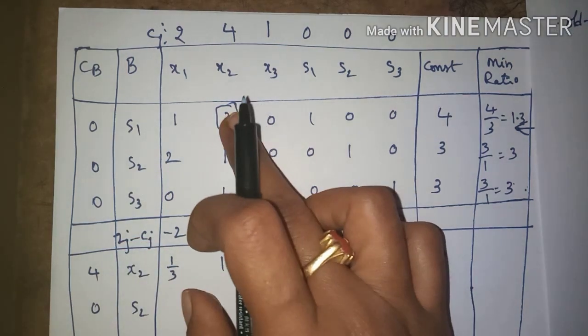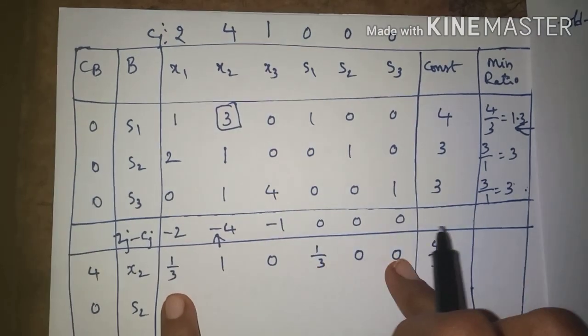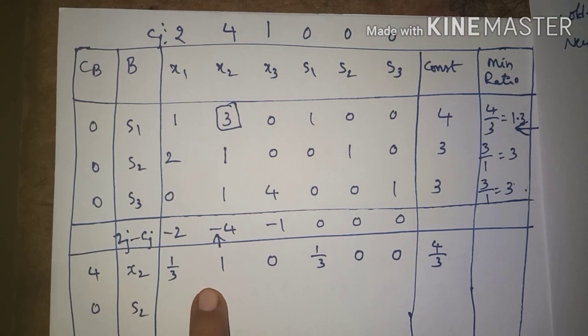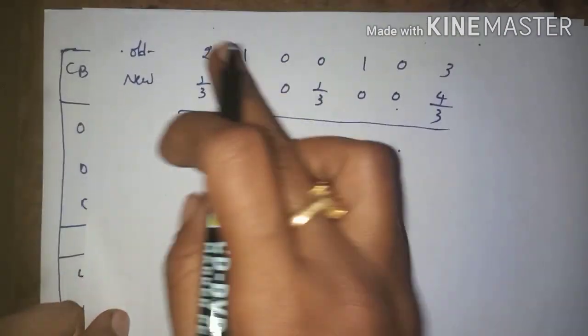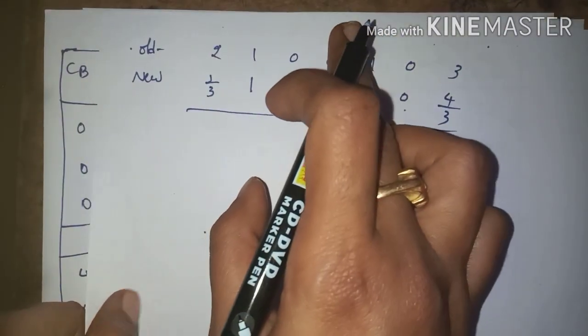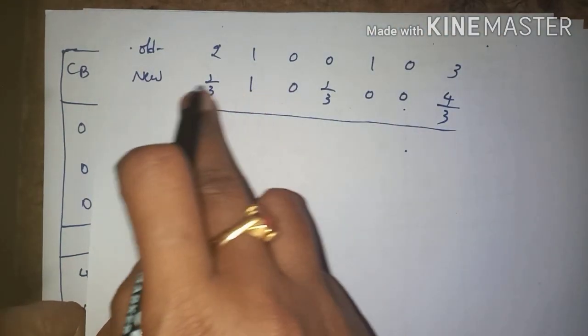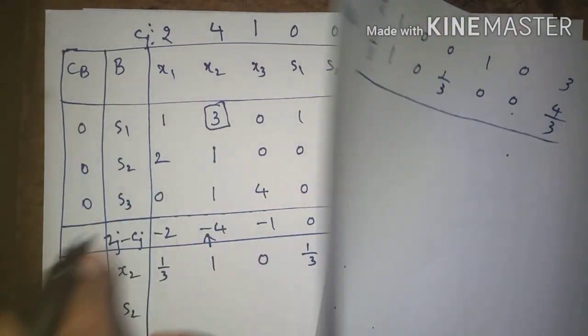Now, after converting the pivot element into 1, whatever row you have got is the new row. New row is 1 by 3, 1, 0, 1 by 3, 0, 0, 4 by 3. Put one arrow, and in which place do we have to get 0? Here, in the second place. The old row is the row whose element we are going to convert into 0. After converting the pivot element into 1, whatever row you have got is the new row. Now put one arrow. We have to get 0 in the second place.